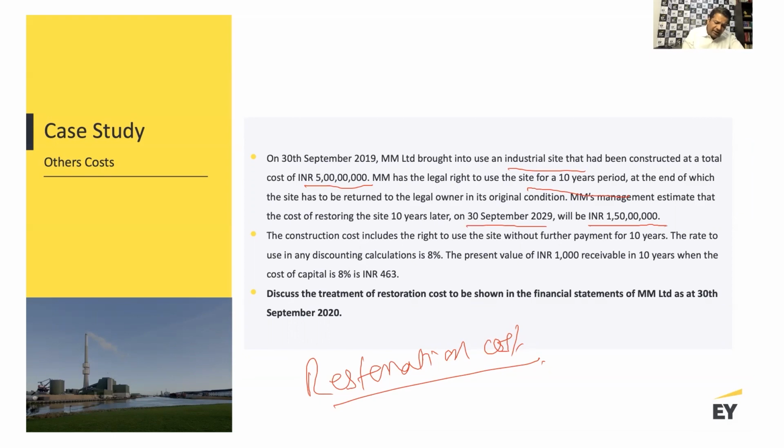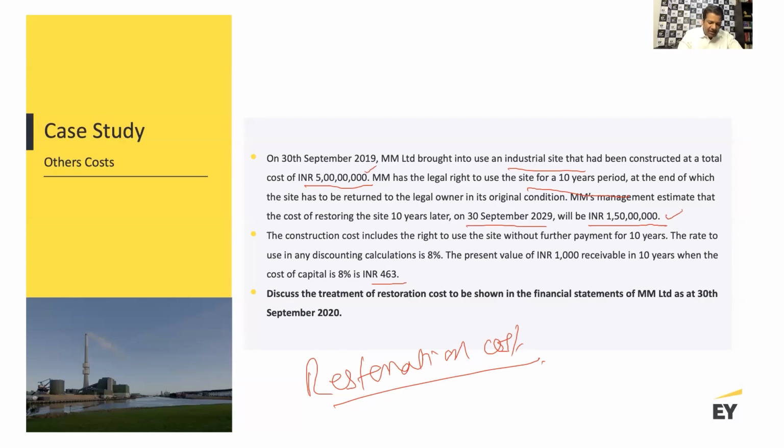The construction cost includes the right to use the site without further payment for 10 years, so that no more payment needs to be made. The rate to use in any discounting calculation is 8%. So that information is provided. The present value of INR 1,000 receivable in 10 years when the cost of capital is 8% is INR 463. How much do I need to spend after 10 years? 1 crore 50 lakh. How much have I spent today? 5 crores.